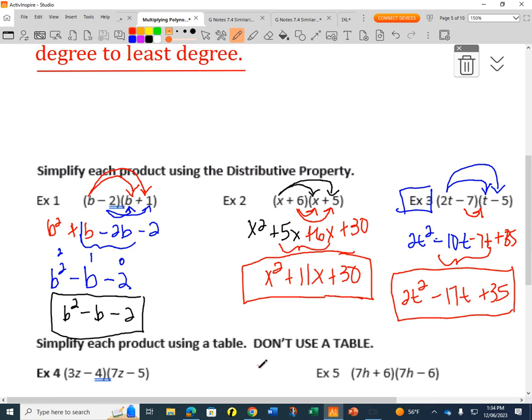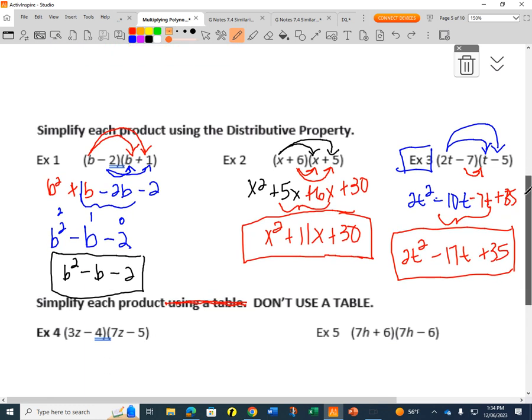On your homework, the directions say simplify each product using a table. I don't want you to use a table. So on your assignment where it says that, we're going to scratch out using a table. We're not going to use a table. We're just going to practice the distributive property again. We'll cross out all 6 of those. We're not crossing out the problems. We're just going to do them this way. We're still doing the problems. Good clarification.